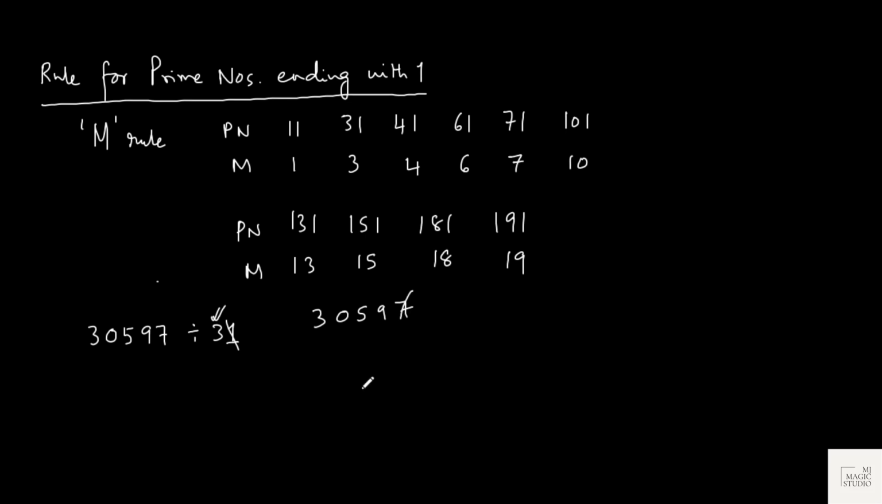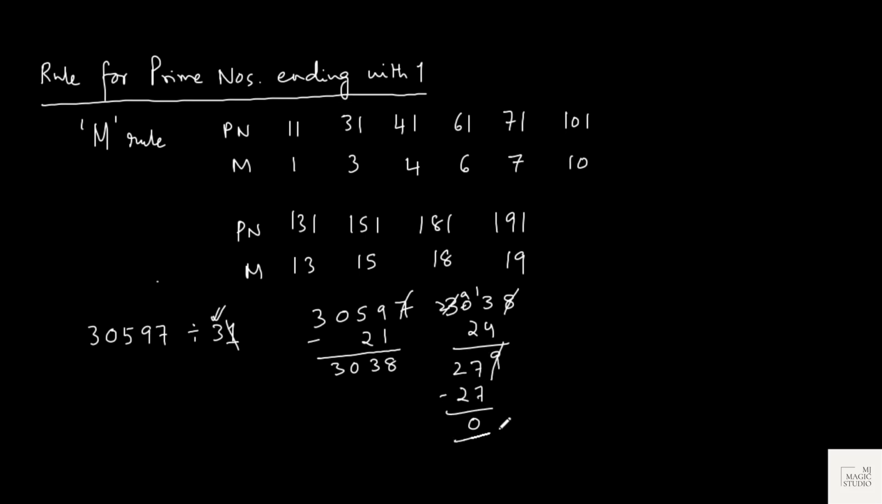7 into 3, delete the rightmost digit or the last digit. 7 into 3 is 21. Delete 21 from the remaining number. We'll get 30 and this will be 38. Now we have 3038. 8 into 3 is 24. So this is 291. 13 minus 4 is 9, 7 and then 2. Now 7 into 3 is 27. When we deduct, we are getting 0.